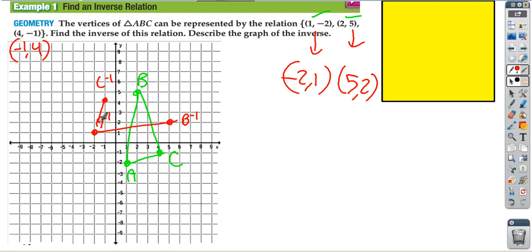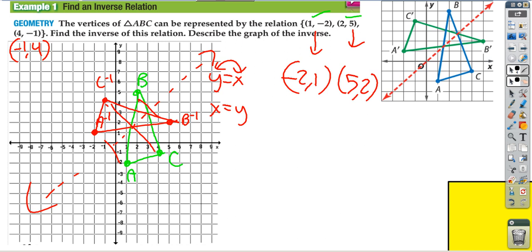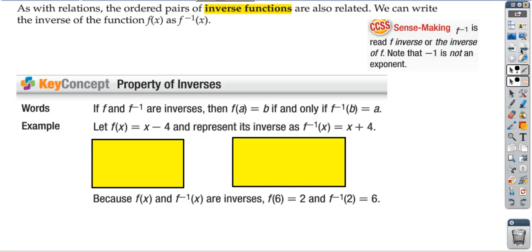Okay, so now we get this, and what we'll notice is this is kind of like reflected around that line right there. That's the line y equals x. It's like a perfect reflection of each point around the line y equals x. Why does it reflect around that line? Because if you swap the x and the y, you get x equals y, which is really the same function. So that's how you graph the inverse of that, and that's what it looks like. A little bit better picture than mine.